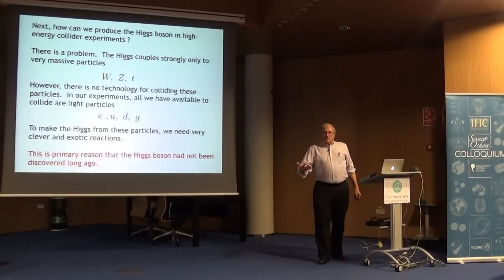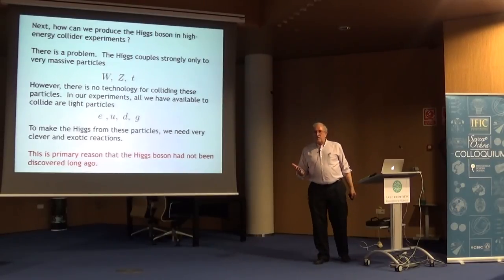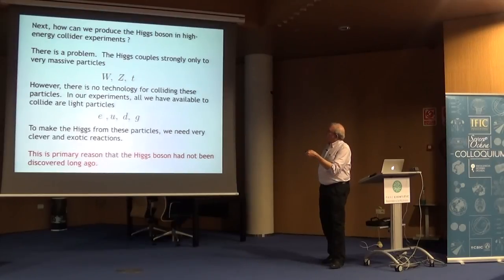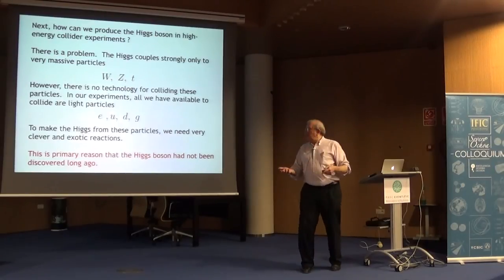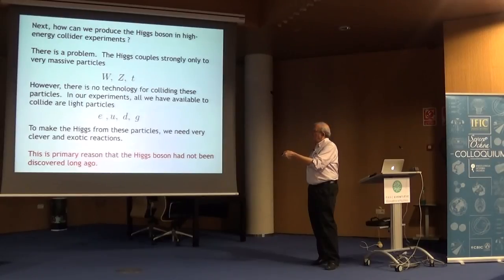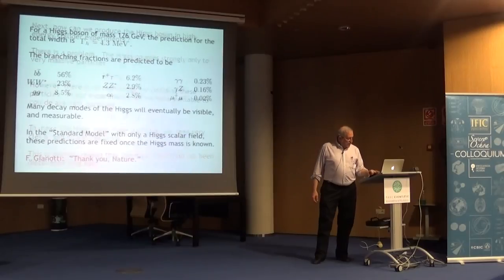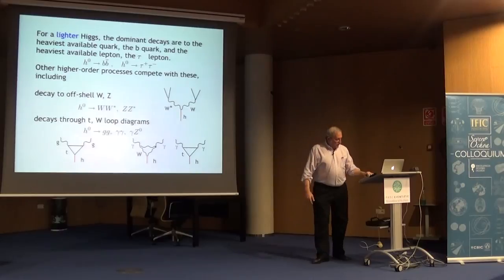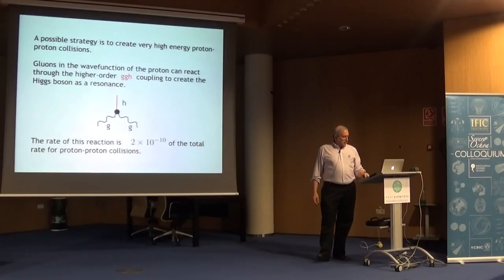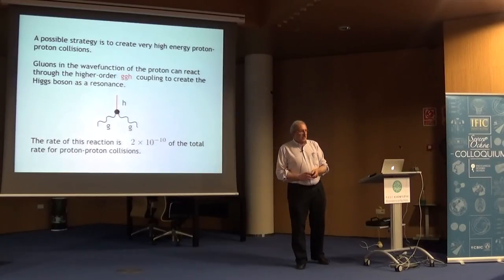Now we have to produce the Higgs boson in high energy experiments, and we have to actually see it. And there is a problem, because the Higgs boson couples strongly only to W, Z, and top, but we don't have any accelerators that produce W, Z, and top. We only have accelerators that accelerate electrons, up quarks, down quarks, and gluons. But fortunately, I showed you that there's a process by which the Higgs can turn into gluons. So if you reverse that, the gluons can turn into the Higgs boson. And then you can get some production of Higgs bosons at the LHC.